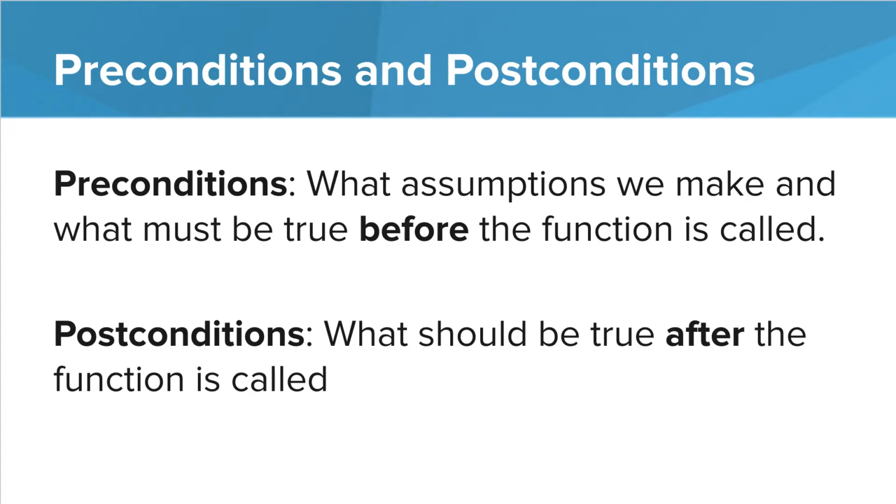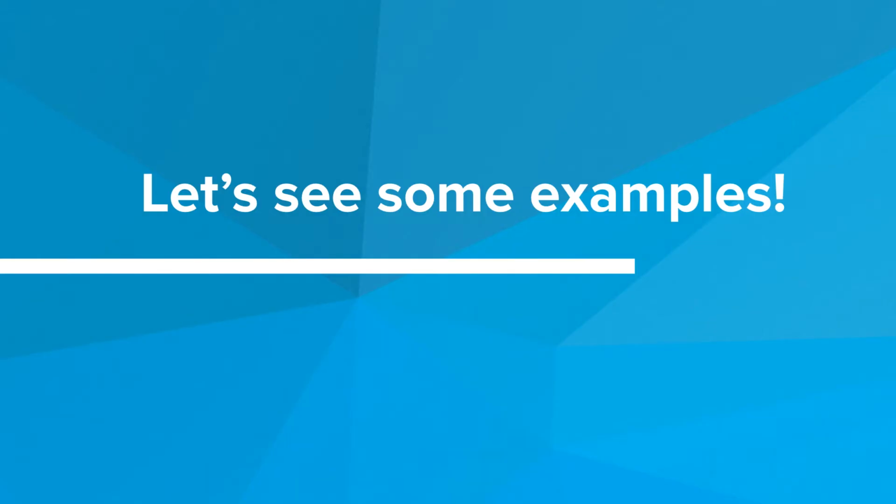So what exactly do we communicate in a comment? One of the most important things we can comment about are the preconditions and postconditions of a function. Preconditions are the assumptions that we make and what must be true before the function is called. The postconditions are what should be true after the function is called. So for all of our functions, we should write preconditions and postconditions. So let's take a look at some comments in the editor.